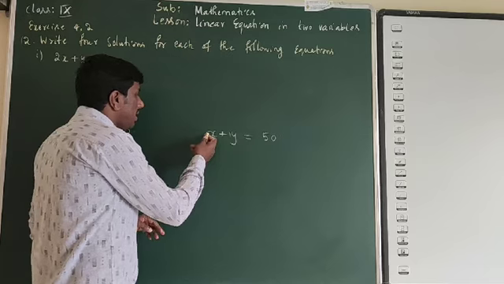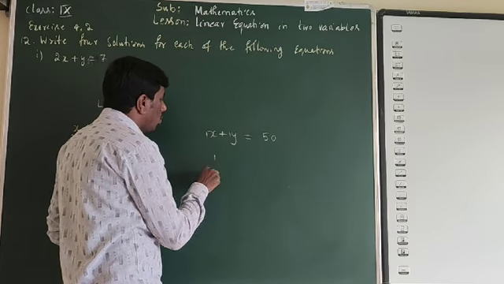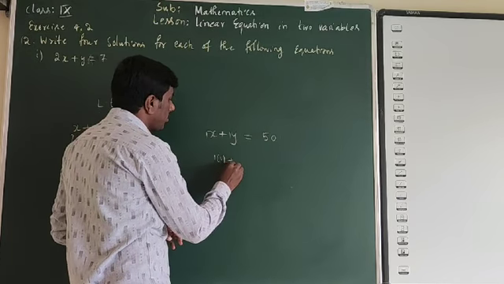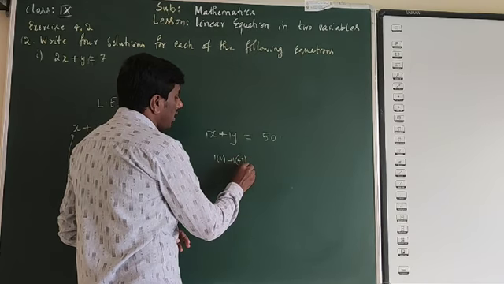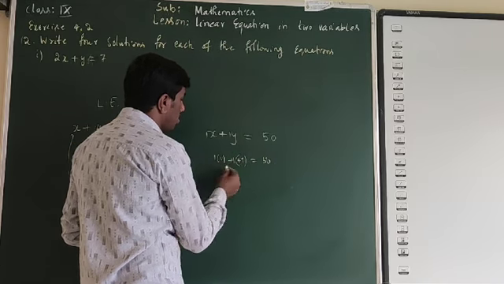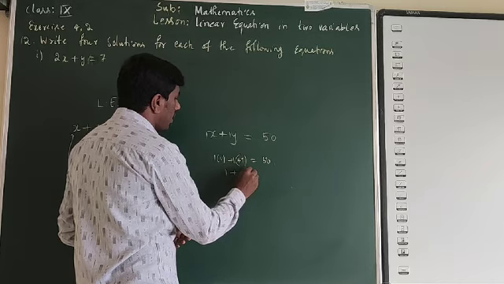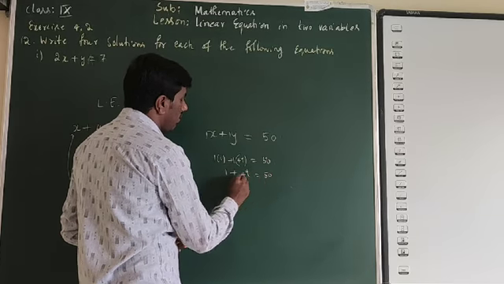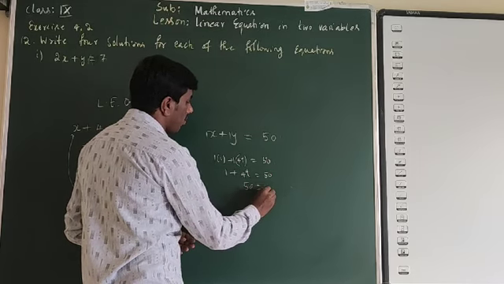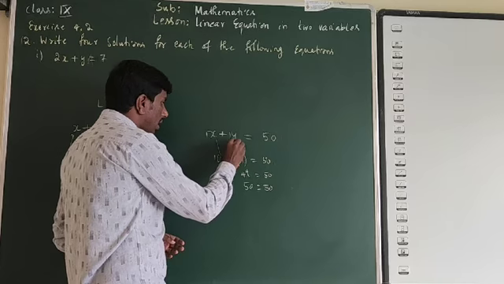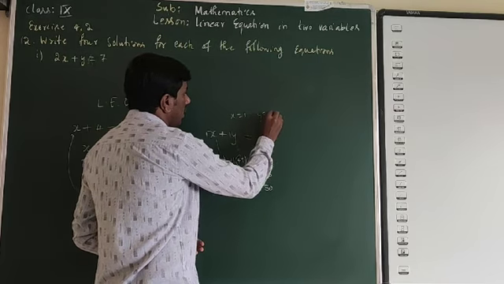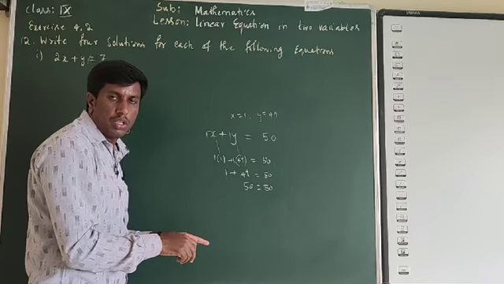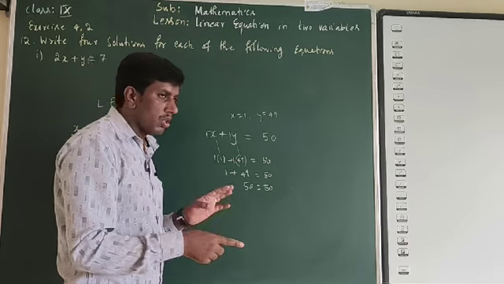Why? If in the place of x I place 1, and in the place of y I place 49, then this is true, because 49 plus 1 is equal to 50, so 50 is equal to 50. So x is equal to 1, y is equal to 49 is one solution.